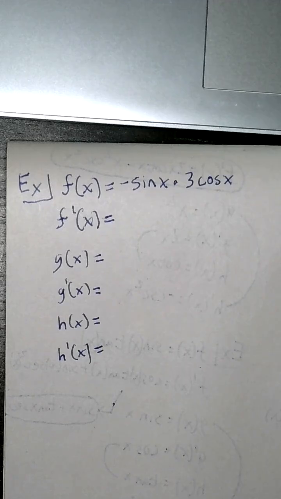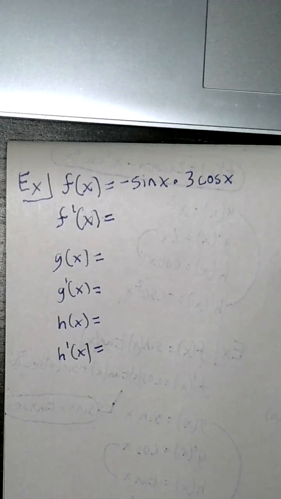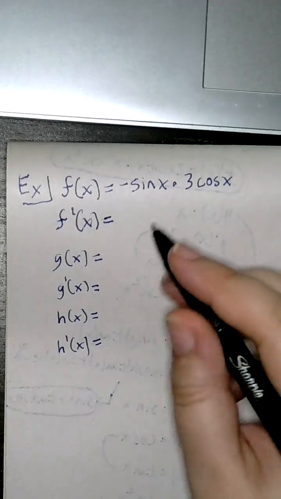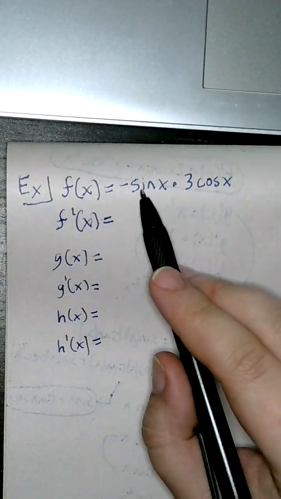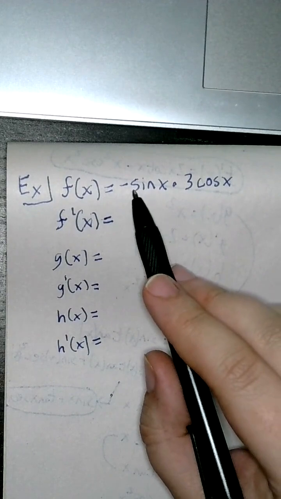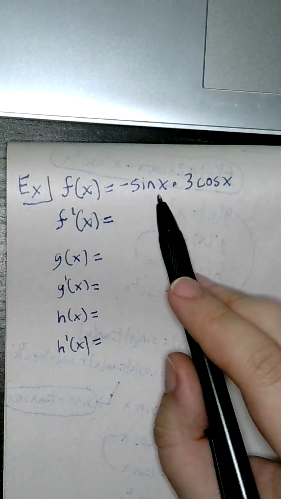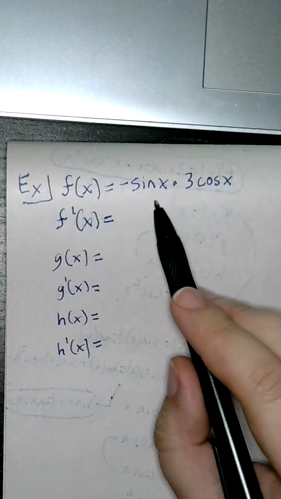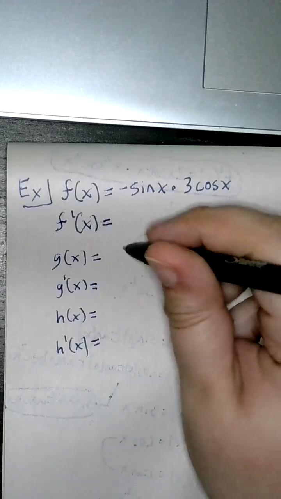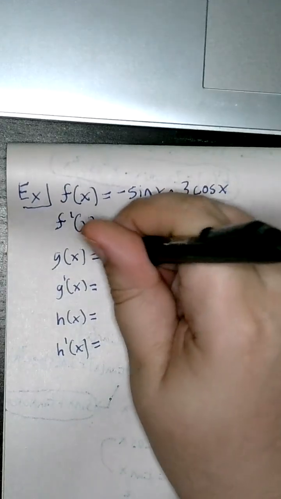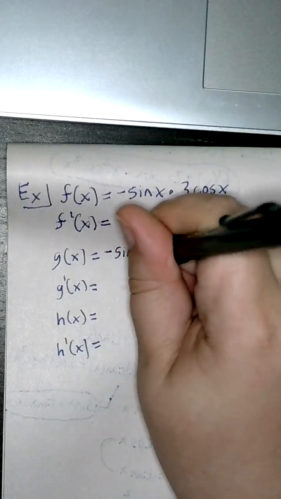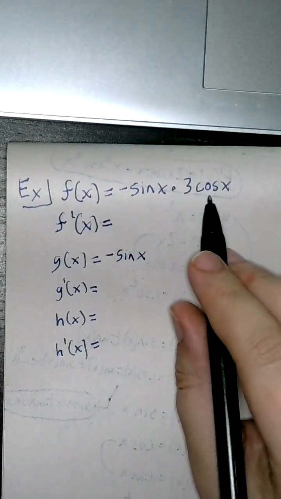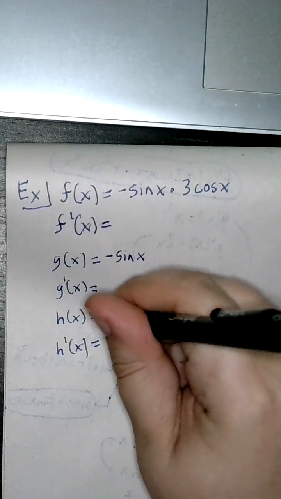Jake says negative cosine x times 3 cosine x plus sine squared x. Okay, let's see if you're right. So, here, I'm going to go ahead and temporarily split this up into two different functions. So I'm going to call my negative sine of x g of x. And I'm going to call my h of x 3 cosine x.